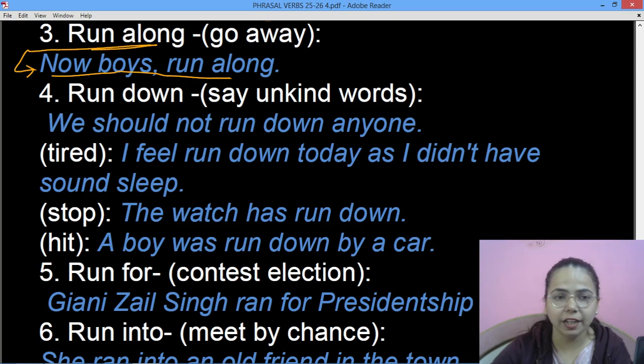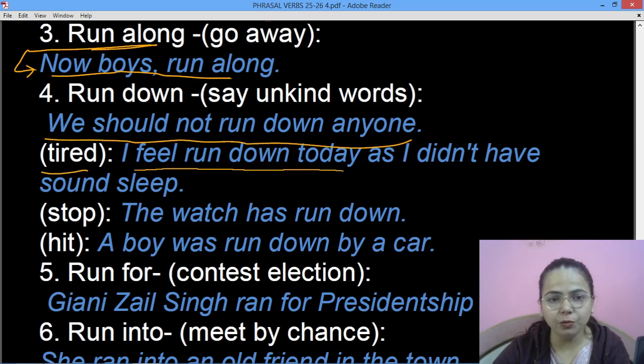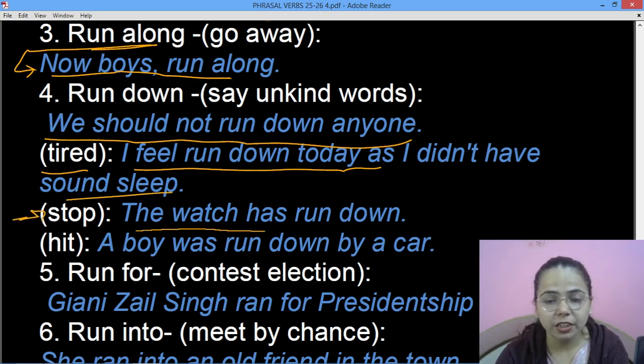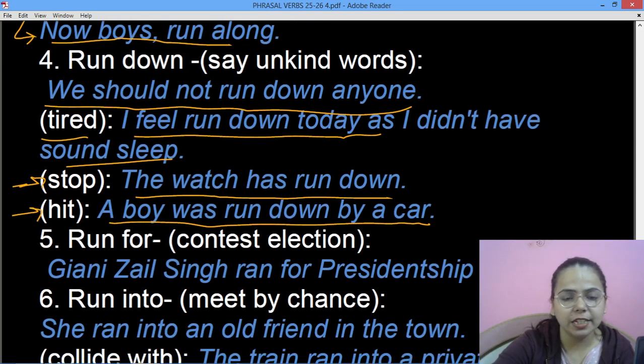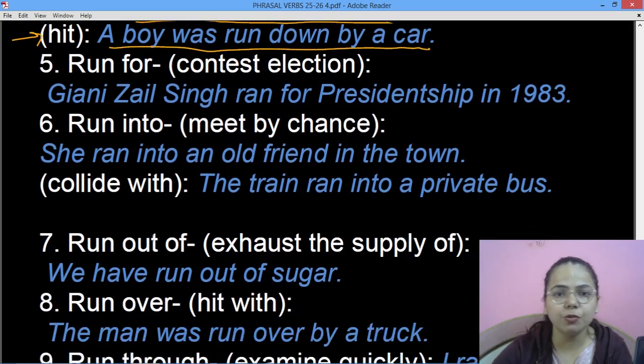Run down, to say unkind words. We should not run down anyone. Tired: I feel run down means I feel tired today as I didn't have sound sleep. To stop: the watch has run down. Then hit: the boy was run down by a car. Then run for means to contest an election.